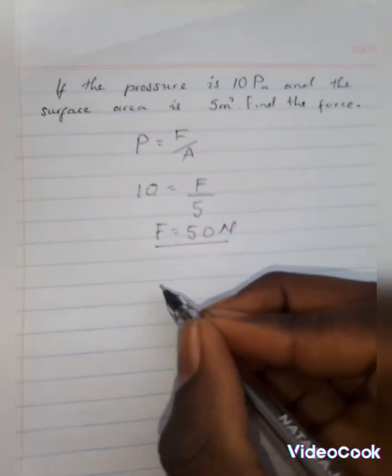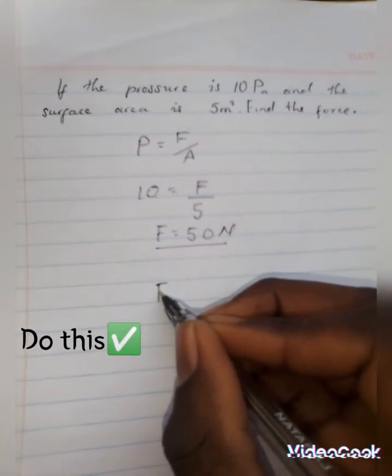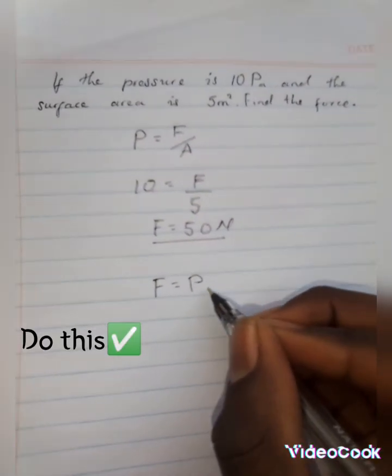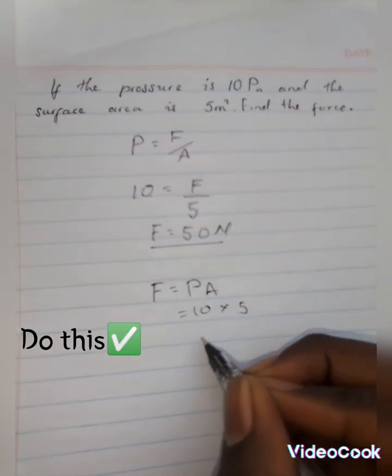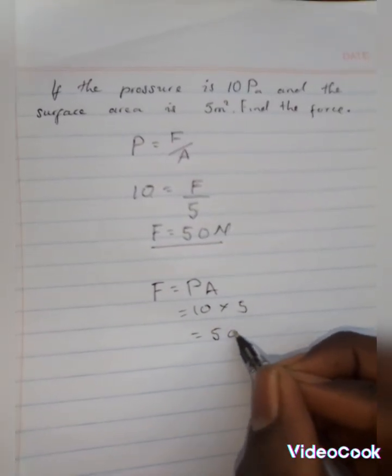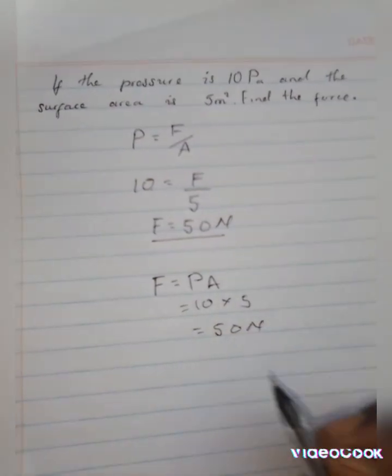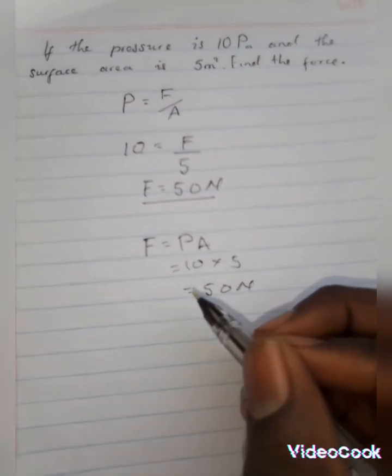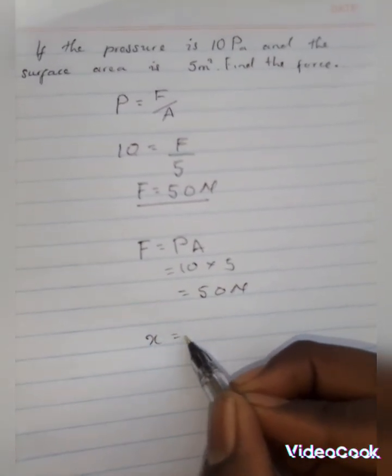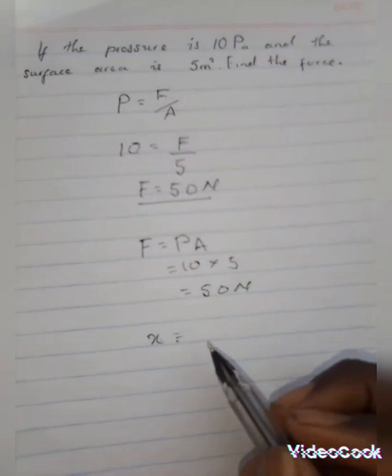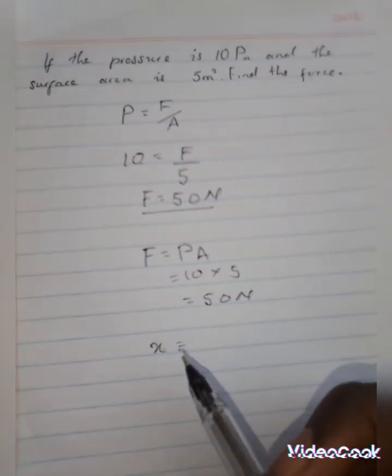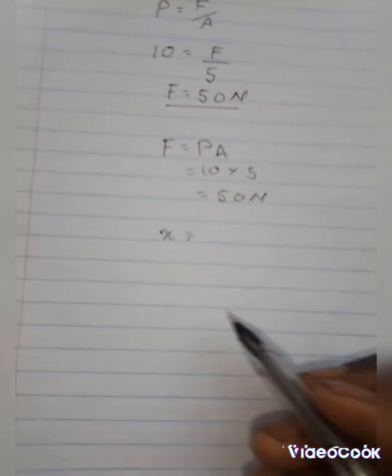What you need to do, first of all, is make F the subject of the formula and say force is equal to pressure multiplied by area. Then you plug in the values, because that's how formulas work. Even if you're looking at the quadratic formula, that's why it's called a formula. It's x is equal to something. That's how all formulas are supposed to be represented. And this is important in alignment with this question.